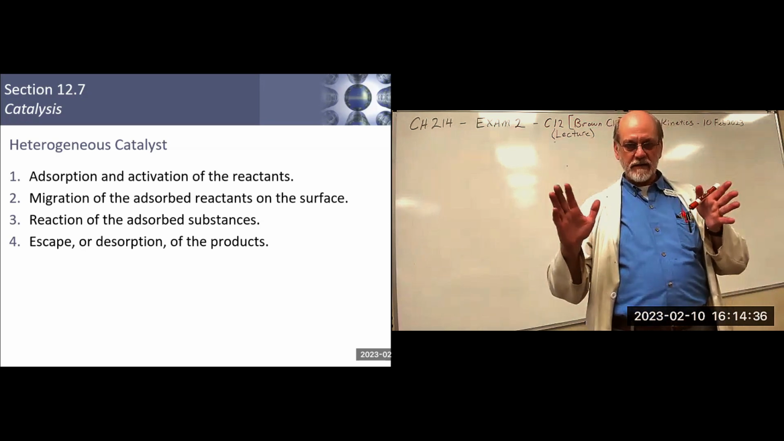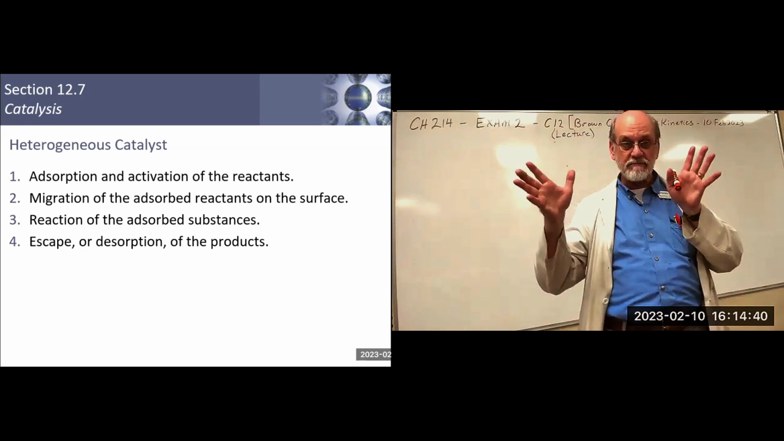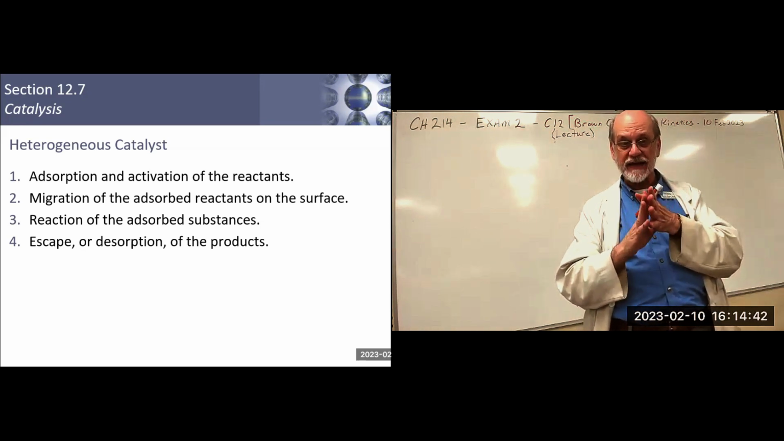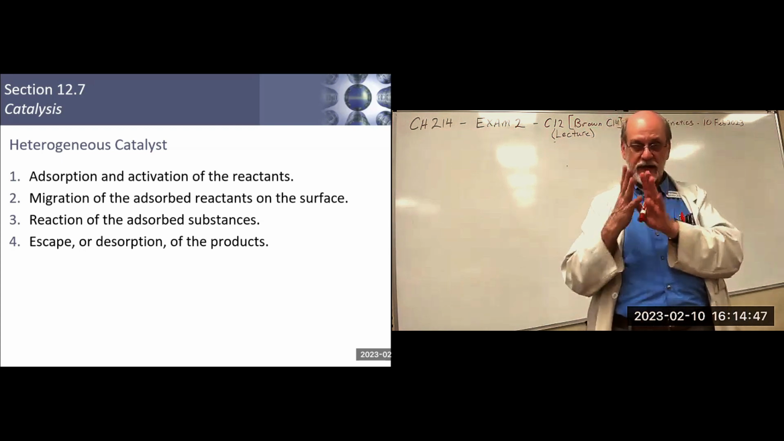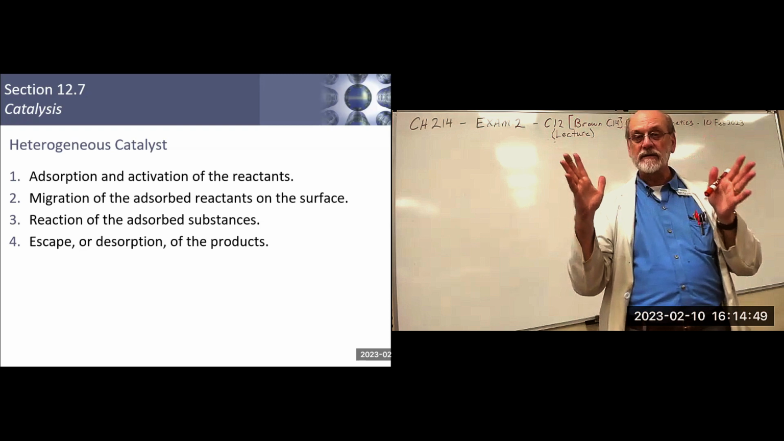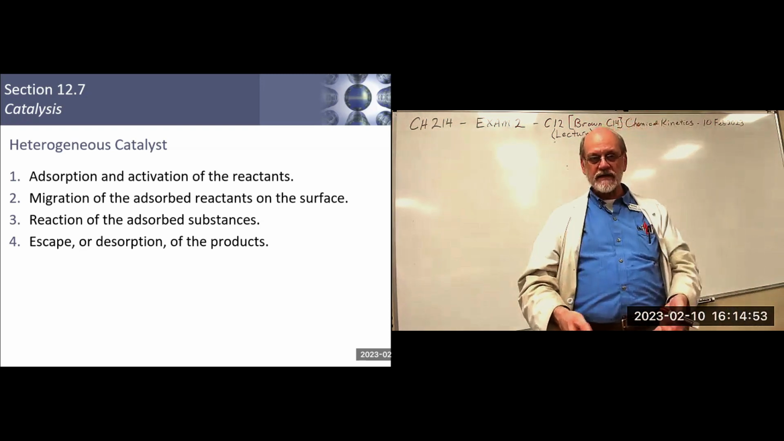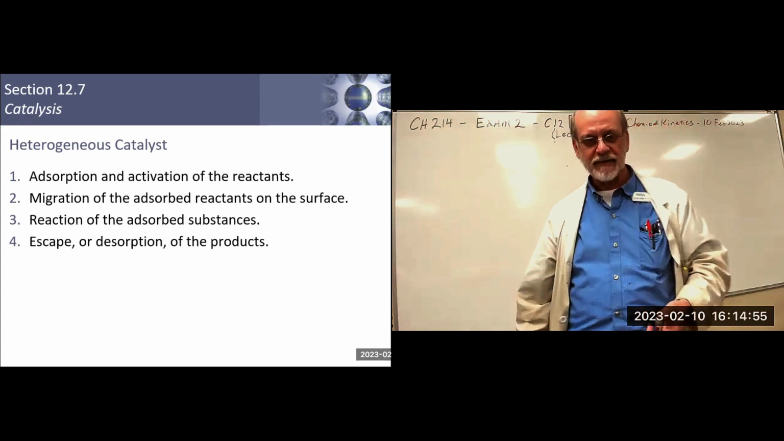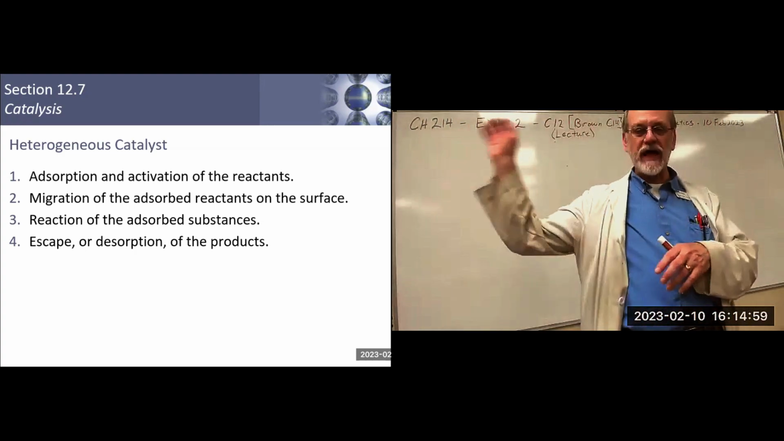And then they are oriented properly towards each other because they can migrate across the surface of the catalyst. And when they meet with the proper energy, they're oriented properly, they react. And then the products that are formed are then desorbed from the surface. And in your car exhaust, then they're blown on out your tailpipe.